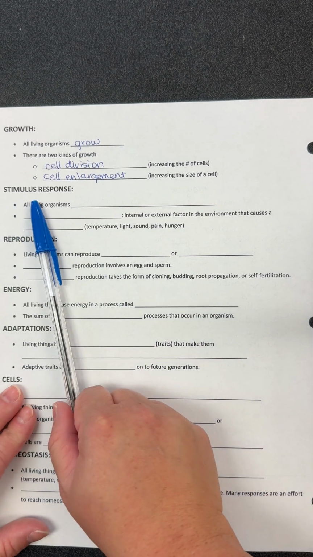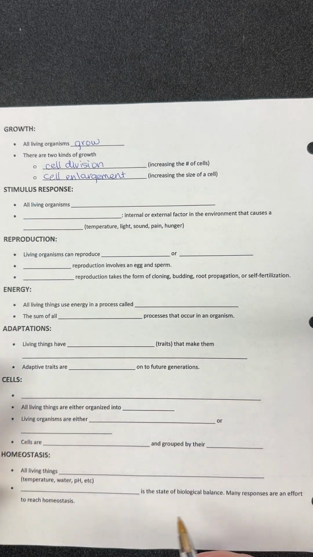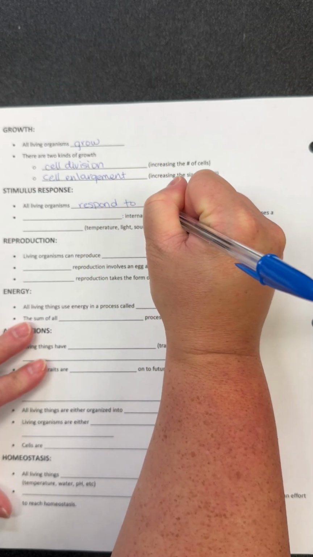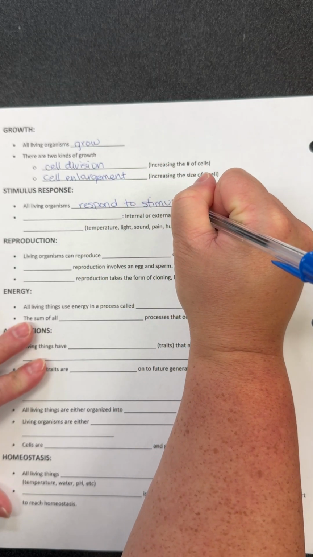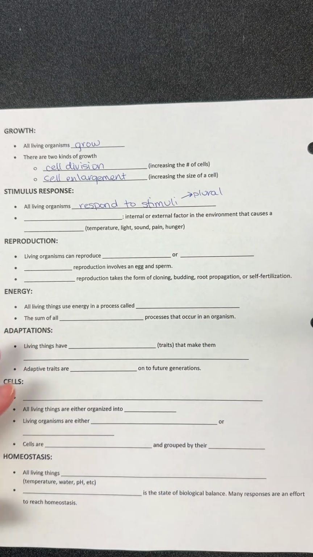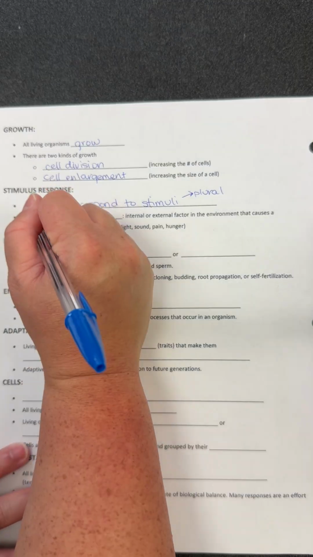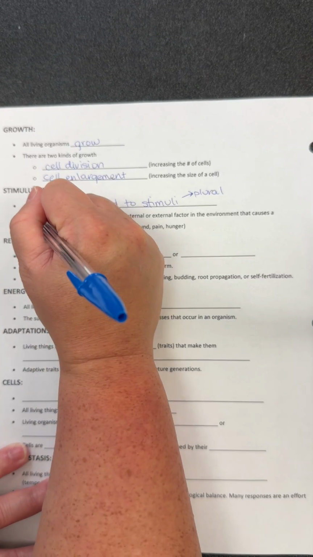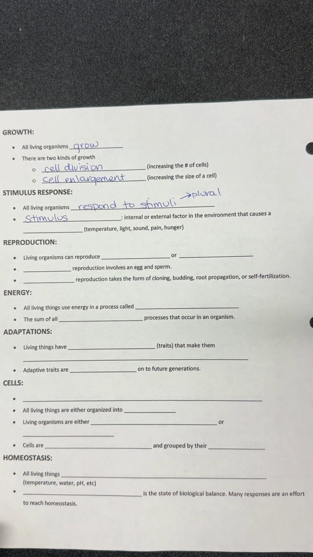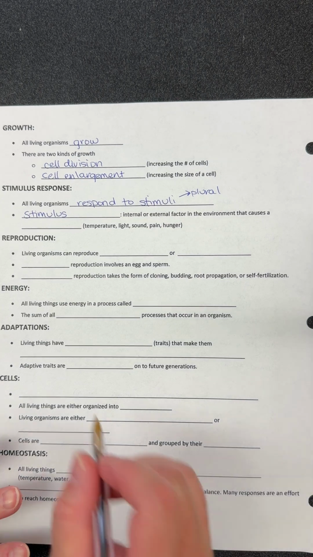For the S in stimulus response, all living organisms, again, have to respond to stimuli. Stimuli is the plural form of the word stimulus. So lots of different stimuli can affect living organisms, and when they do, they should be responding to that. A stimulus, or multiple would be stimuli, is an internal or external factor in the environment that causes a response.